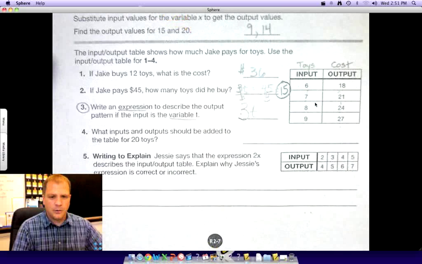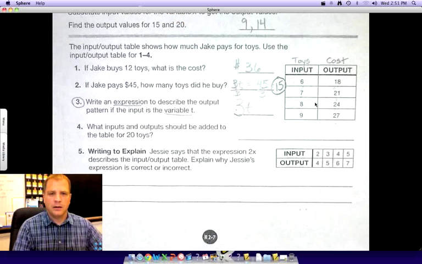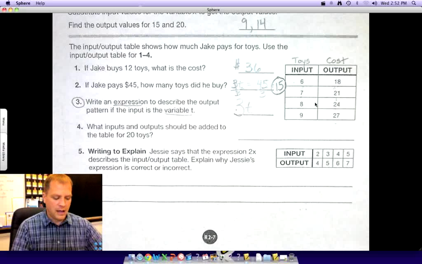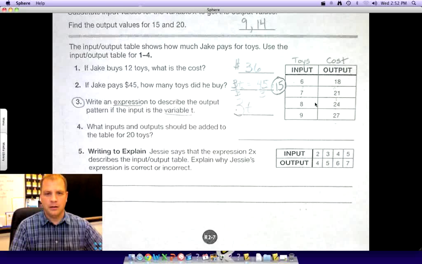For number 4, I'm going to leave that one up to you, and I want you to bring your answer to class on a separate sheet of paper. Do not complete it on a document. It can be scrap paper, it can be your mom's grocery list, whatever it is that you can write on. I want you to write the answers to number 4. What inputs and outputs should be added to the table for 20 toys? So what is an input and what would the output be in your input-output table if you have 20 toys? So again, bring that to class tomorrow.